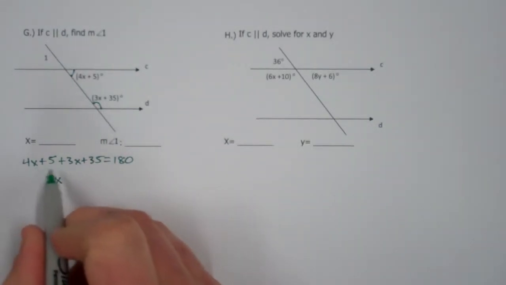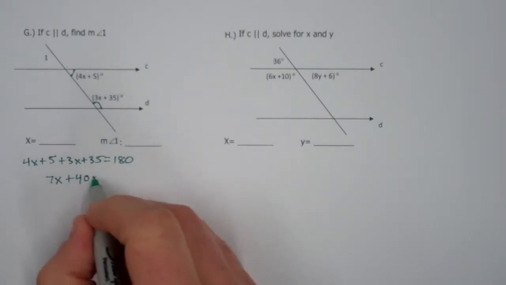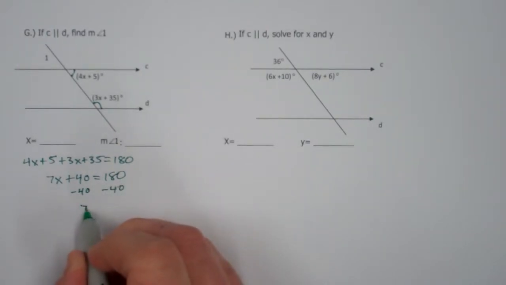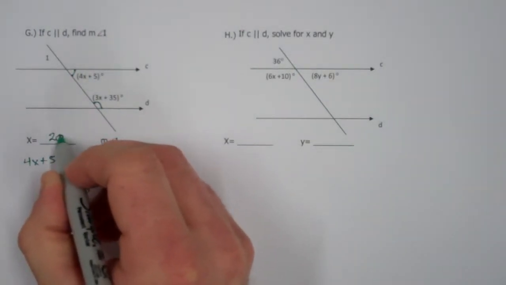We'll combine like terms on the left. 4x and 3x is 7x, 5 and 35 is 40. We'll subtract 40 here. 7x is 140, divide by 7, and x will be 20.